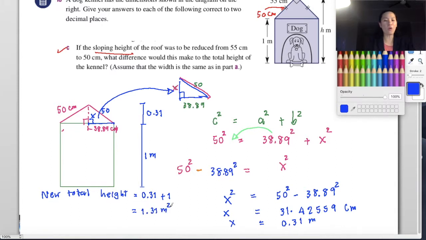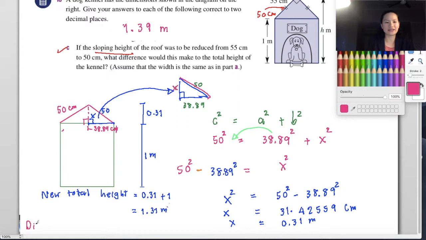Do you remember the old one, the one that we just calculated for part b? You have to go back and see part b. For b, we got the original height equal to 1.39 meters. Sorry, this one is 1.31 meters. So if you want to find the difference, write it down here very quickly.